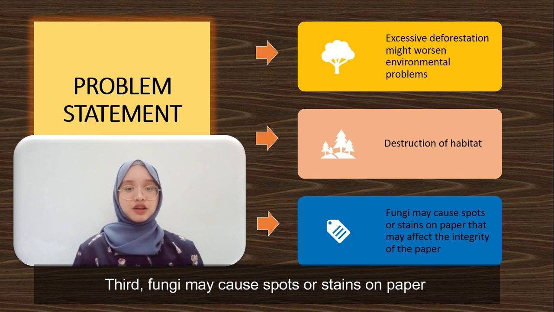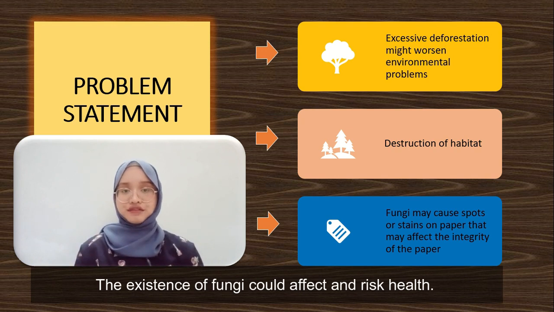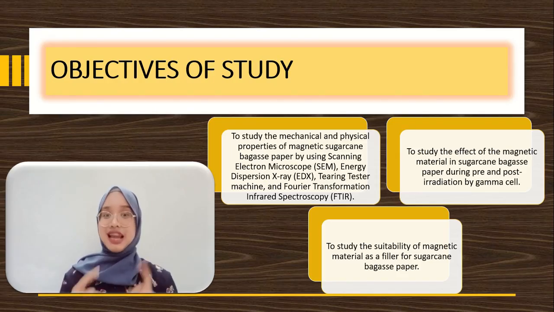Third, fungi may cause spots or stain on paper and may affect the integrity of the paper. The existence of fungi could affect and risk health. To avoid this risk and infection, the radiation can be carried out to the paper. So, let's move to the next part, objective of study.